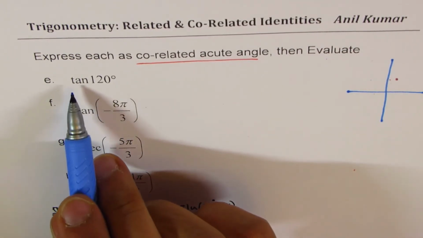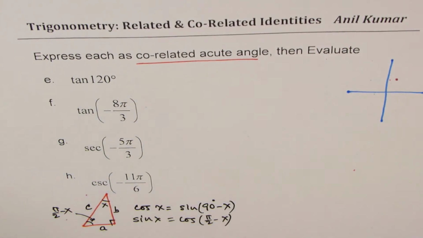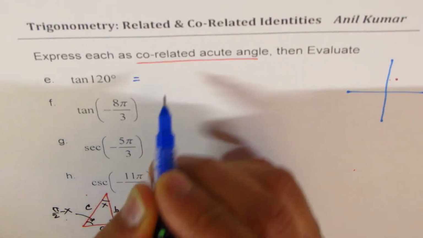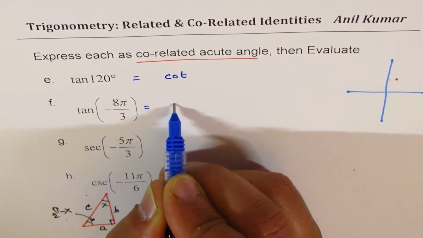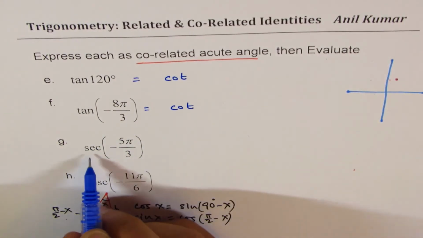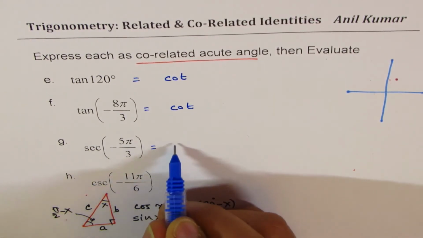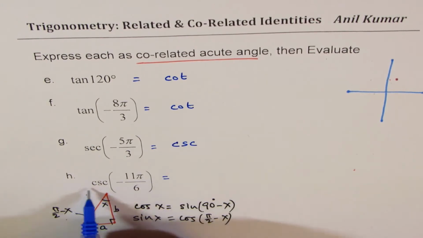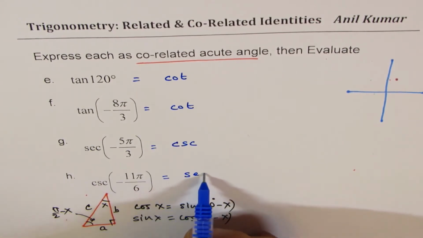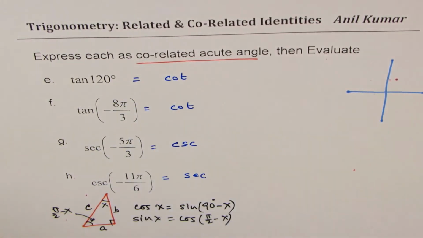So let's try to figure out the angles with respect to co-related. That means we have to write tan in terms of cotangent. Remember this. We have to write tan as cot. We have to write secant as cosecant, and we have to write cosecant as secant. Those become co-related. You are looking from the opposite side of a right triangle. Is it okay?